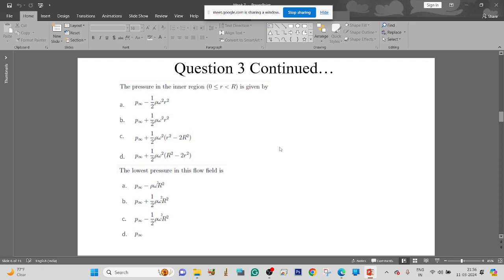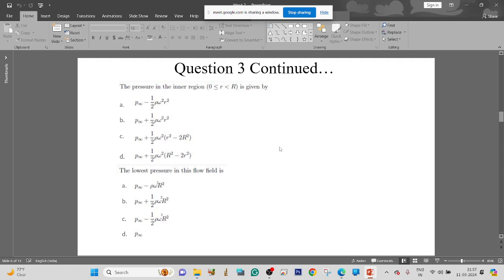Now what we'll do is put this in this equation. So it will be rho omega square R to the power 4 by r cube. If we integrate it, we get rho omega square R to the power 4 by 2 r square plus some constant. Now at r tends to infinity, p tends to p infinity, right? So when r is infinite, p will be p infinity.